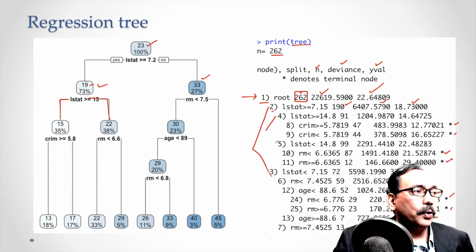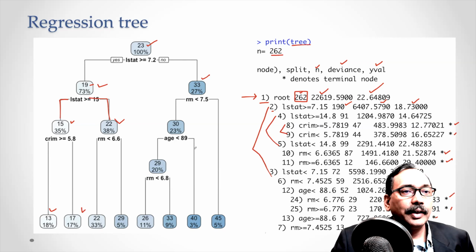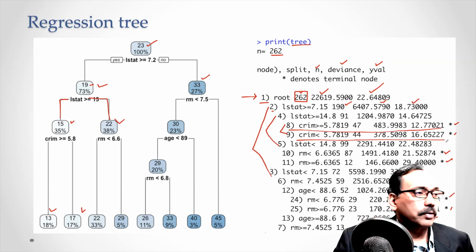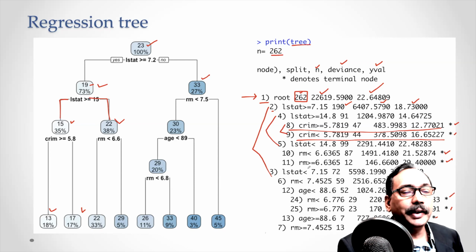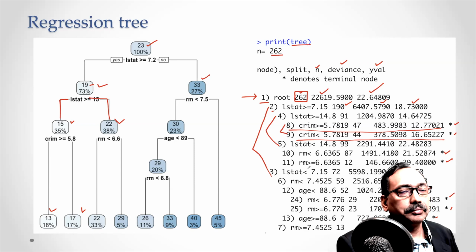So this is 4 and this is 5. So you have 4 and 5. Then 4 also gets broken into two, 8th and 9th, which are these two. And you can see they are terminal nodes. So there's a star there. So if you print the tree compared to the plot, you also get some more information.